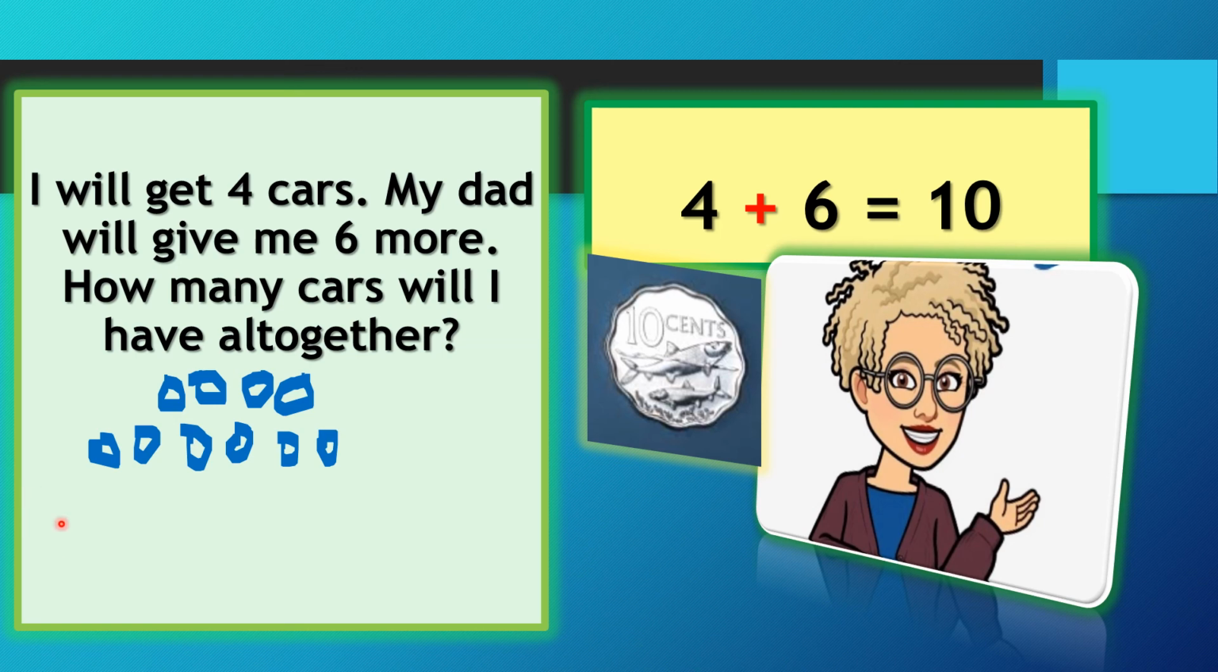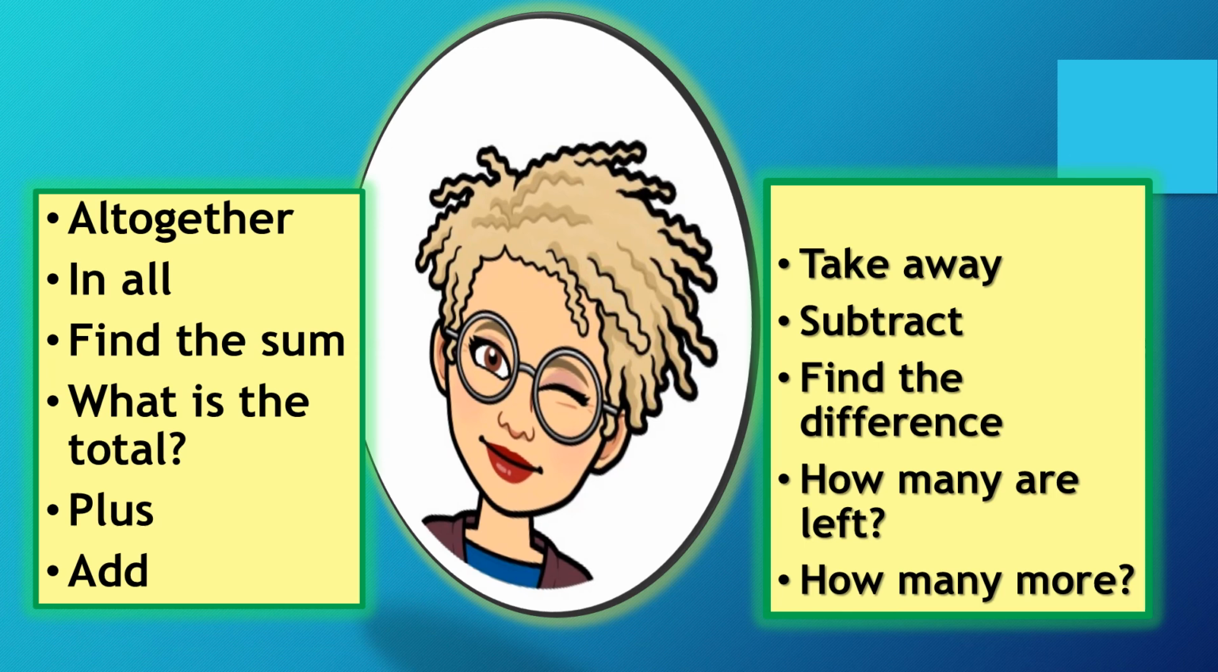Once that is done, we will count the circles all together and see if we return a sum of 10. 1, 2, 3, 4, 5, 6, 7, 8, 9, 10. So, we see that the answer to this question is, altogether, I will have 10 cars. You have done quite a lot of thinking today. Here are today's takeaways.